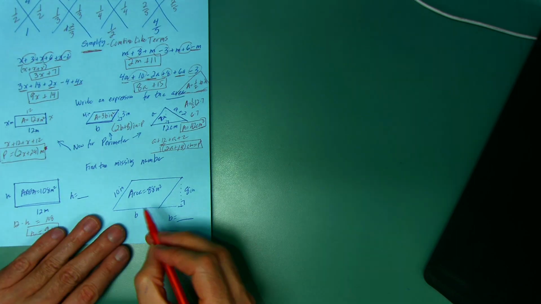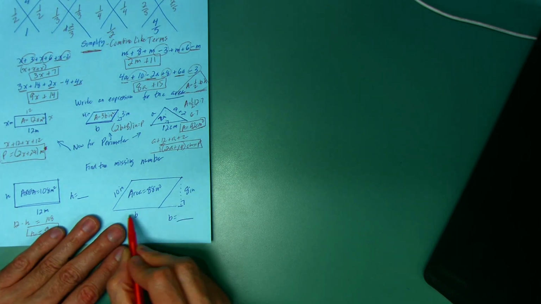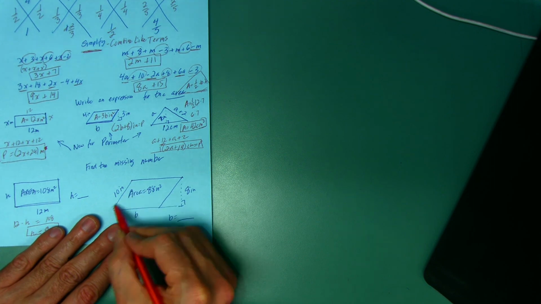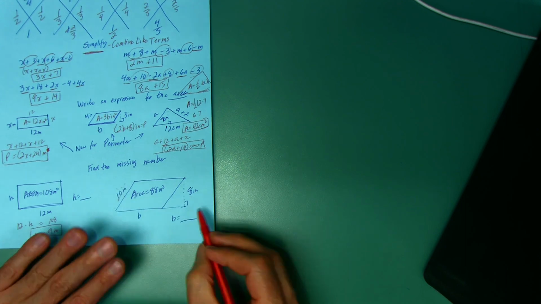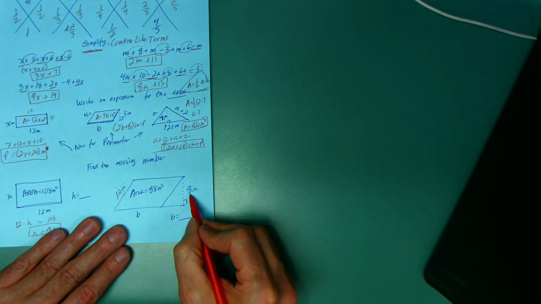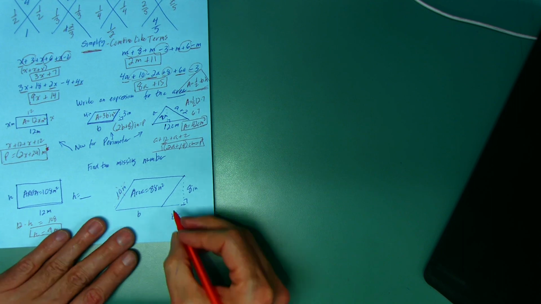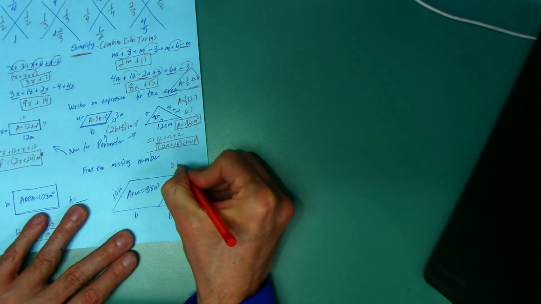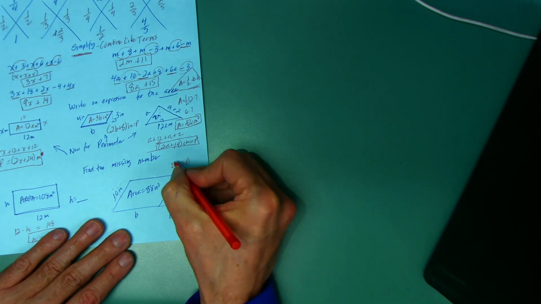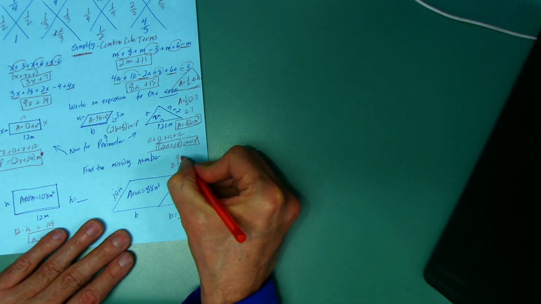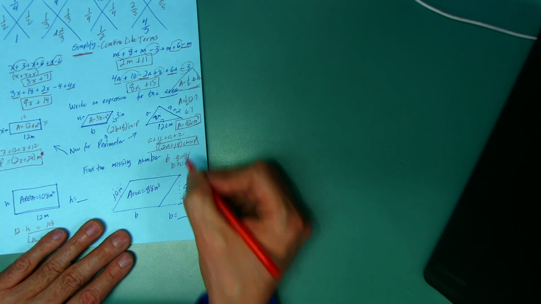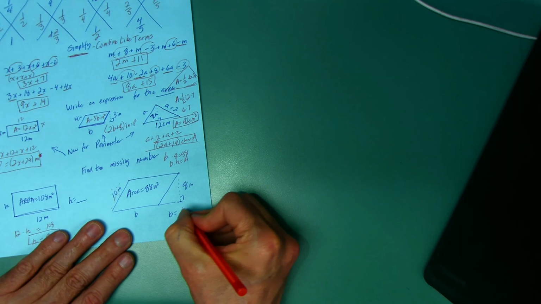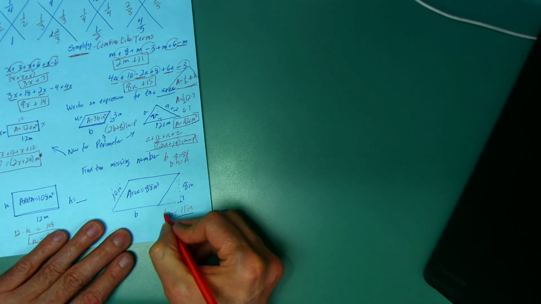Parallelogram, the area is 88 square inches. The base, we don't know. This side is 10. Do we care? No, not for the area. But we care how tall it is. So 8 times this is 88, right? Base times the height equals the area. And we don't know the base, but we know the height is 8. We know the area is 88. What times 8 is 88? 11. And this is going to be 11 inches because the area is square inches.